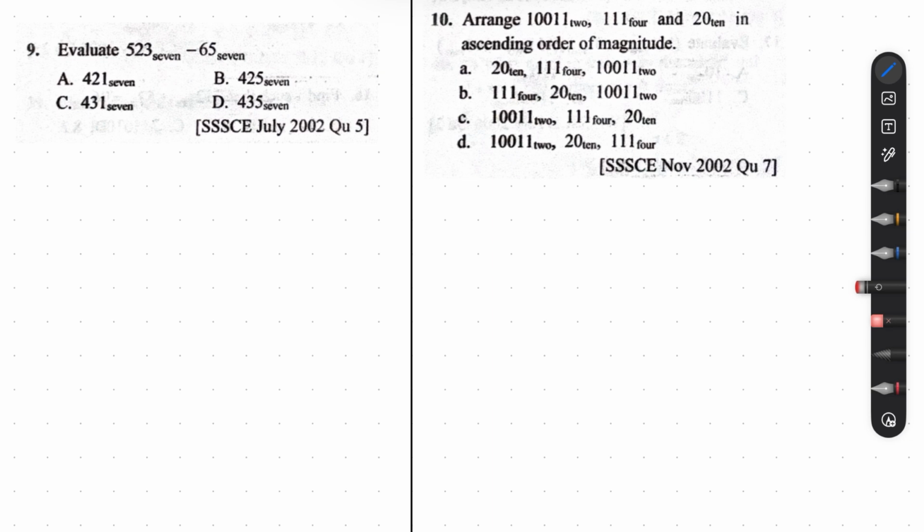The question says evaluate 523 base 7 minus 65 base 7. So how do we do that? We just do that normally. We also do subtractions, but we keep in mind that we are working with base 7.